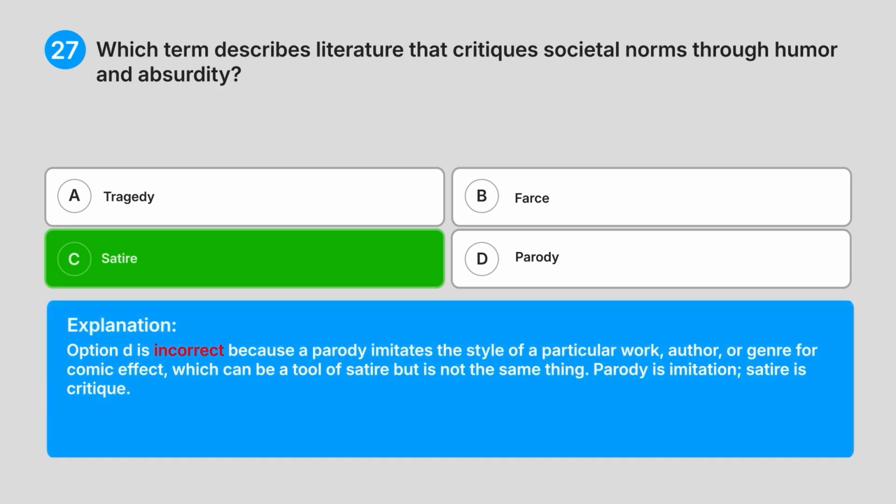Option D is incorrect because a parody imitates the style of a particular work, author, or genre for comic effect, which can be a tool of satire but is not the same thing. Parody is imitation. Satire is critique.